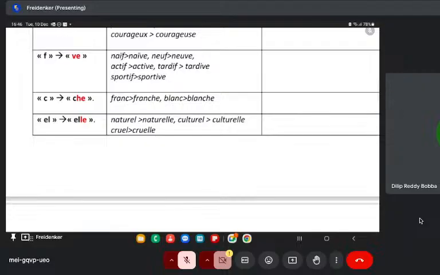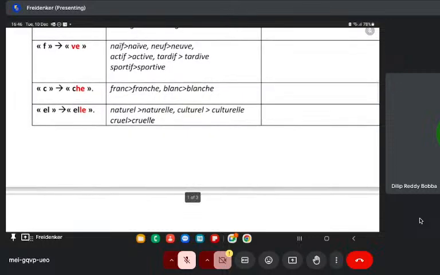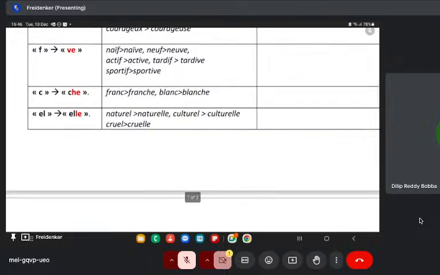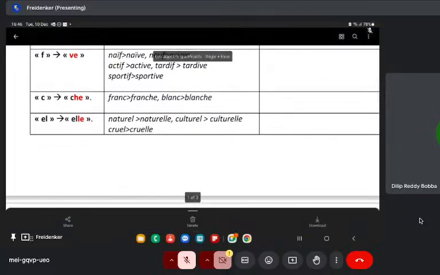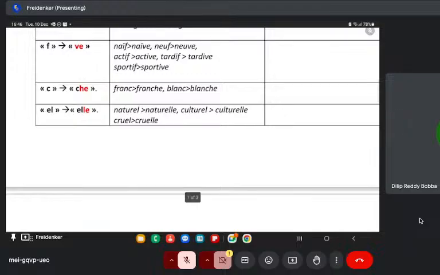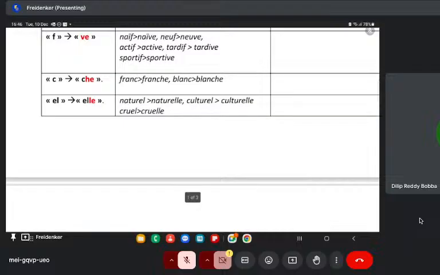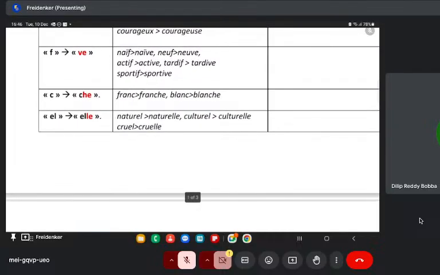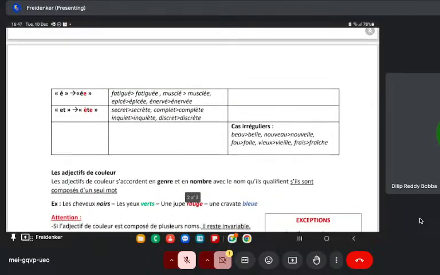sportif, sportive, and you have a very small rule. Small in the sense very few words follow it. Franc and franche. I think this is being frank. So franc and franche, blanc and blanche, and EL becomes E double L E. So naturel is natural, but in feminine it is naturelle. Culturel, the pronunciation is not changing, but we're least bothered about it. Culturel is cultural. Culturelle, and cruel. So cruel basically. Fine.